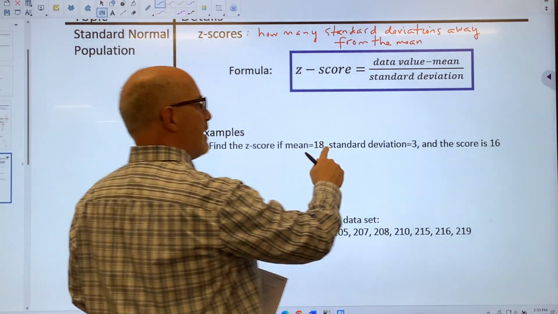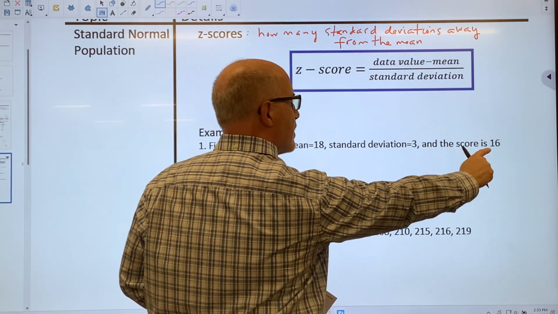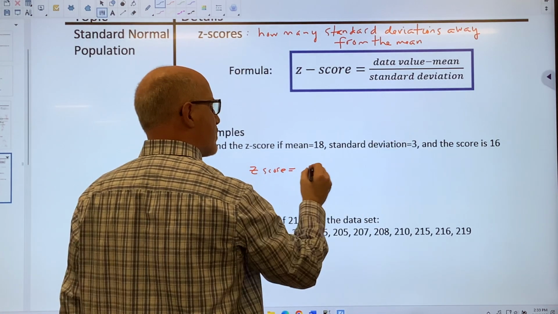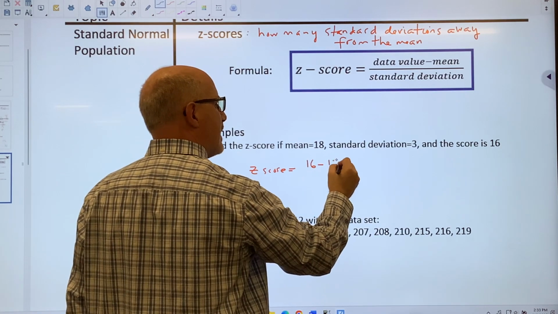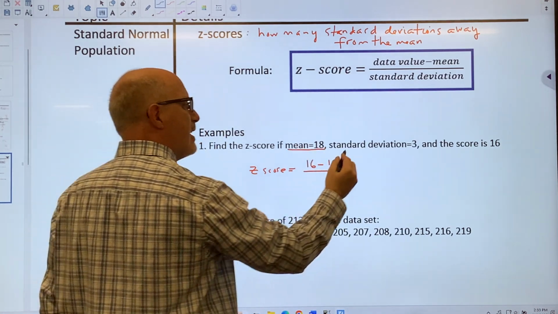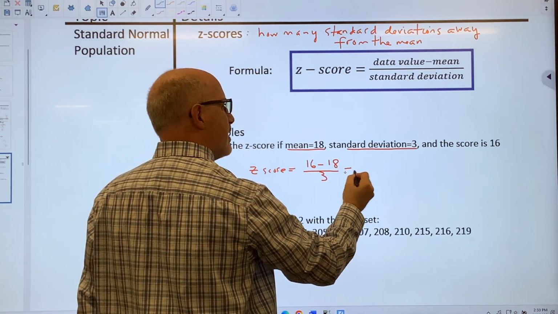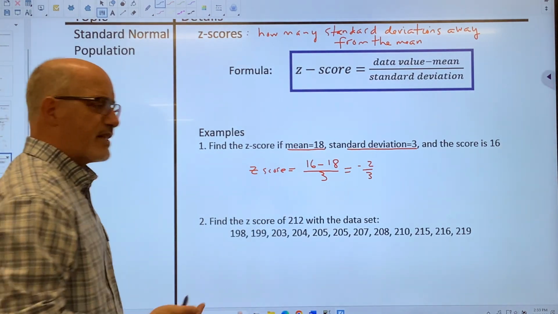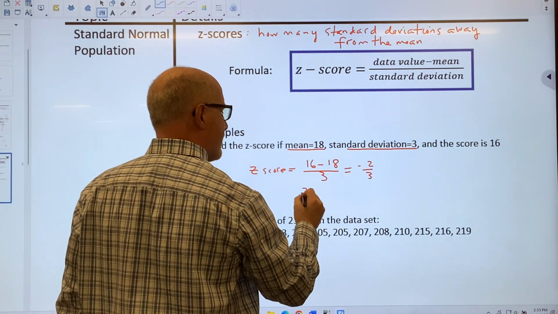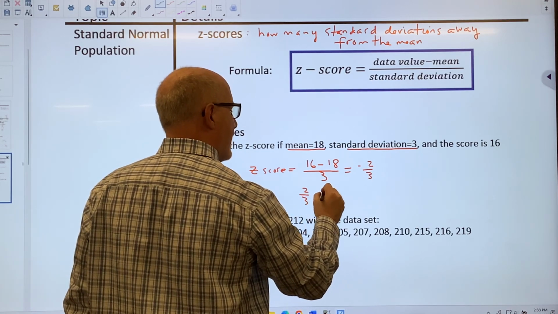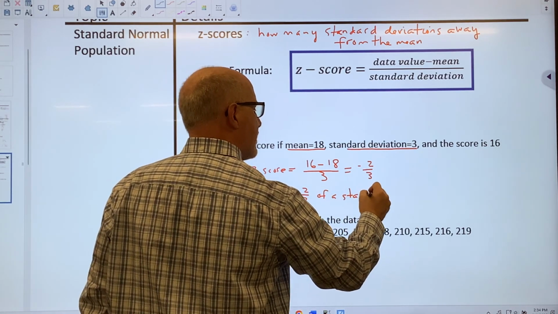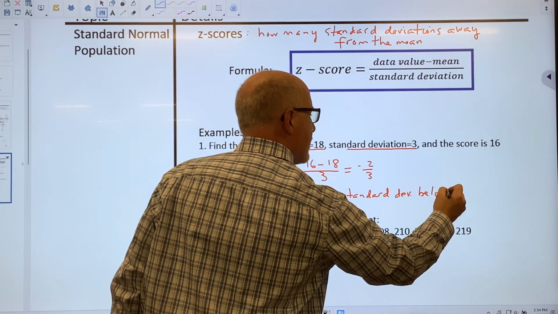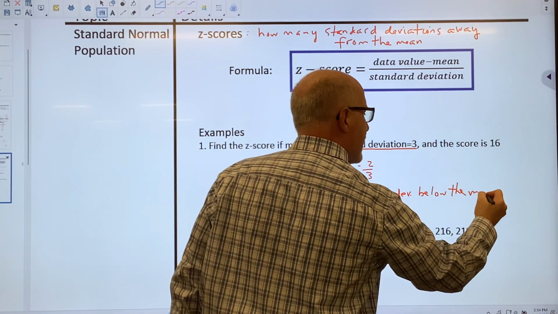So find the z-score. If the mean is 18, standard deviation is 3, and the score is 16. So the z-score will equal the score itself, the data point, minus the mean, which says mean is 18, and divide by the standard deviation of 3. So you get -2/3. Basically that means you're 2/3 of a standard deviation below the mean because it's negative.